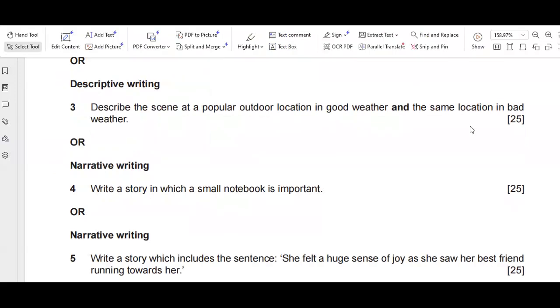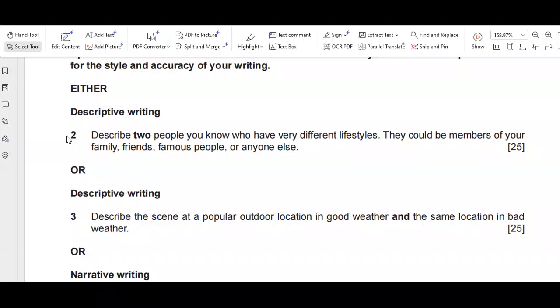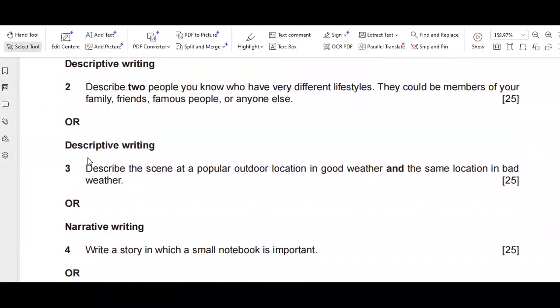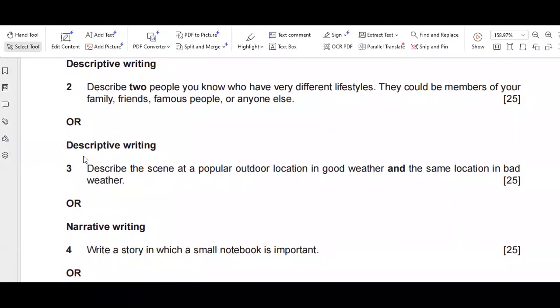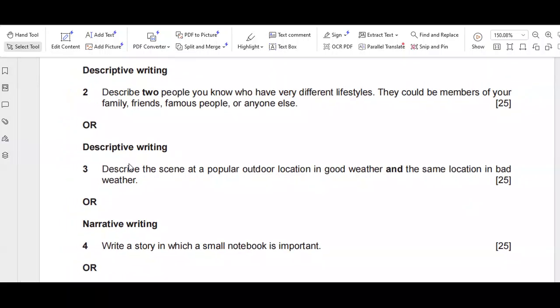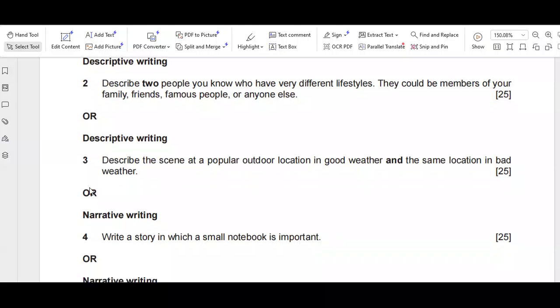Then after that, we had another topic for the descriptive: describe a scene at a popular outdoor location in good weather and the same location in bad weather. So the second description is basically the description of a place. As far as the structure of descriptive writing is concerned, we would either be given a description of a person, a place, or an event. Usually the examiner gives one question for the description of a person and the other one either for a place or an event. So similarly, the second option is aligning with them.